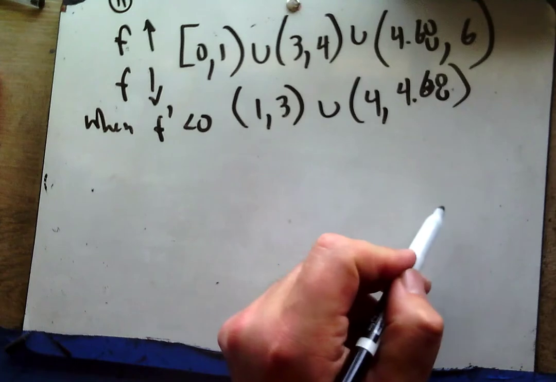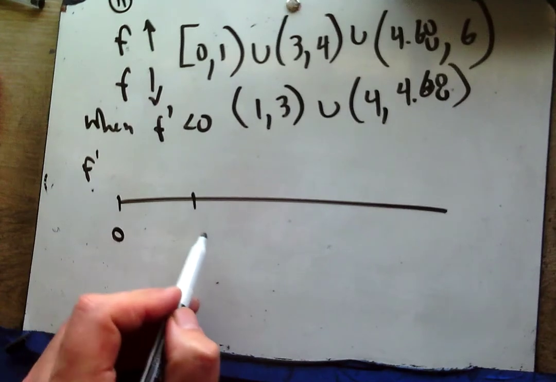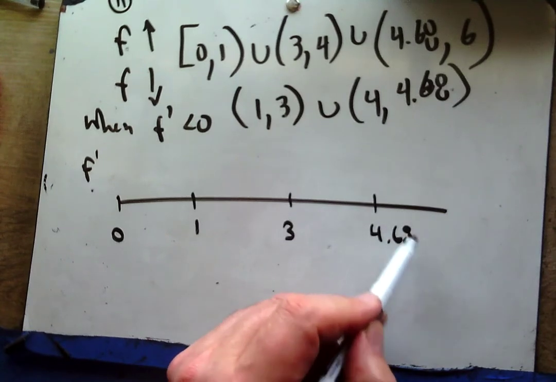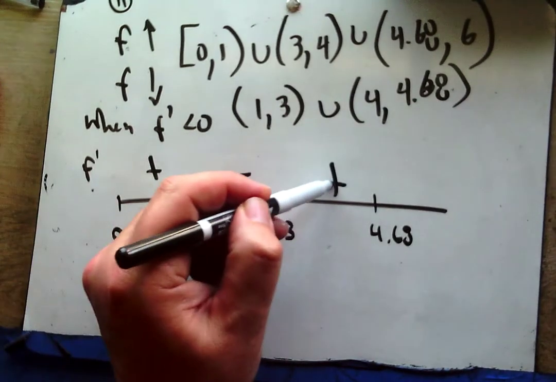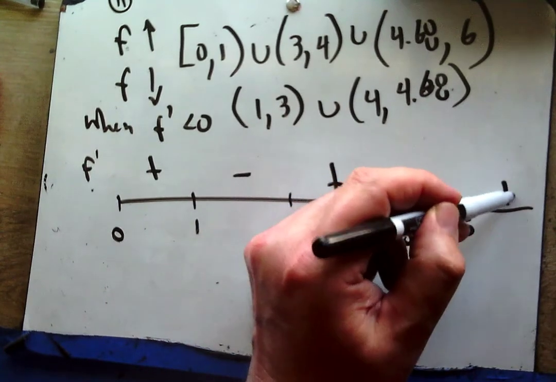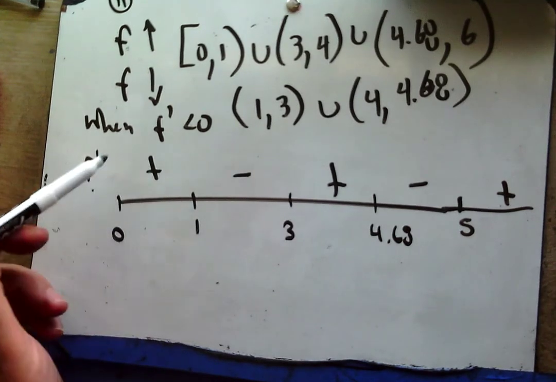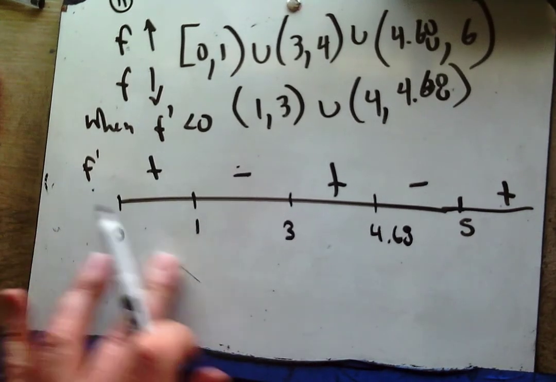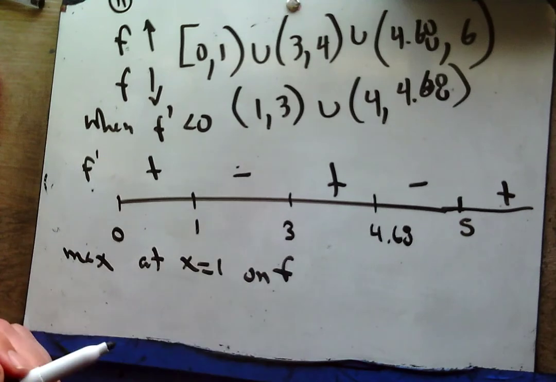Okay. So when I look at this f prime graph, it starts at 0, has an intercept at 1, has an intercept at 3, has an intercept at 4.68. And so what do we know? We know that f prime is positive, negative, positive, negative, and then from 5, f prime is positive. So I'm asked for extrema, and I'm thinking, well, f prime goes from positive to negative. That means f is going from increasing to decreasing. I've got a max at x equals 1 on f of x.